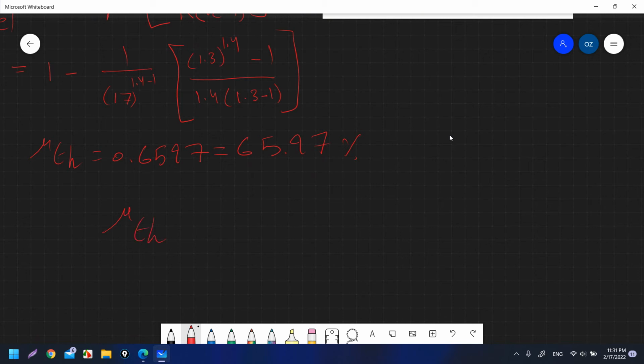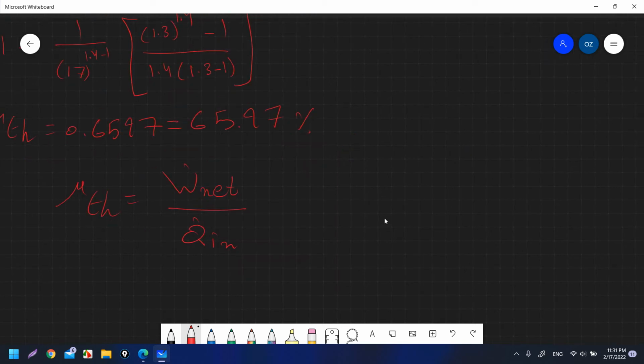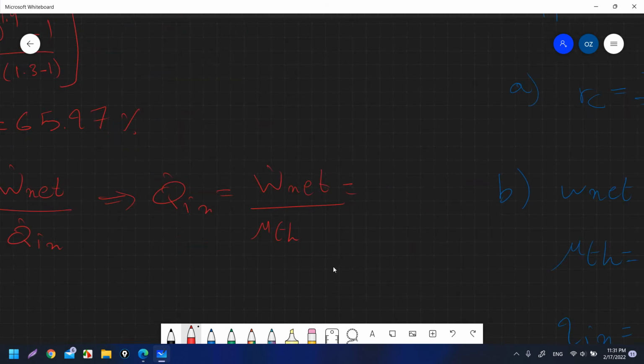So I can use this equation: thermal efficiency is equal to W dot net over Q dot N. I want to find Q dot N, so Q dot N is equal to W dot net over the thermal efficiency for diesel. W dot net is 140, given in the question, over 0.6597, and this will give you 212 kilowatts.